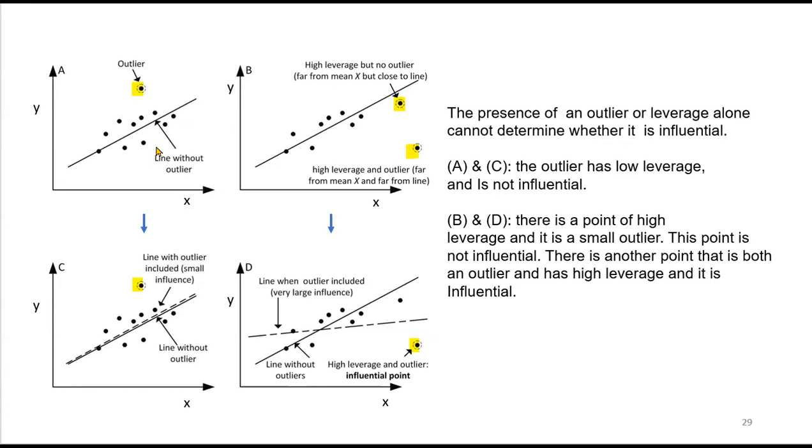In case A, I show you in this simple linear regression that we have one point over here. Suppose we don't have this point and we fitted a regression line, this is what it would look like. Now, suppose we fit the regression line with this point included. Then you can see the line has moved to the dotted line. So it's adjusted slightly. In this case, this is still a large residual.